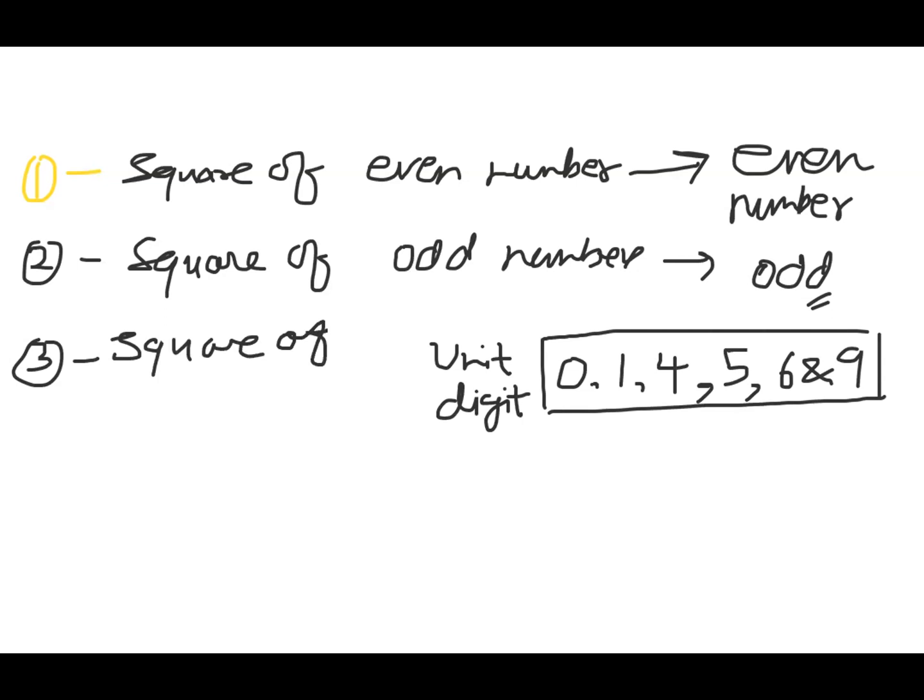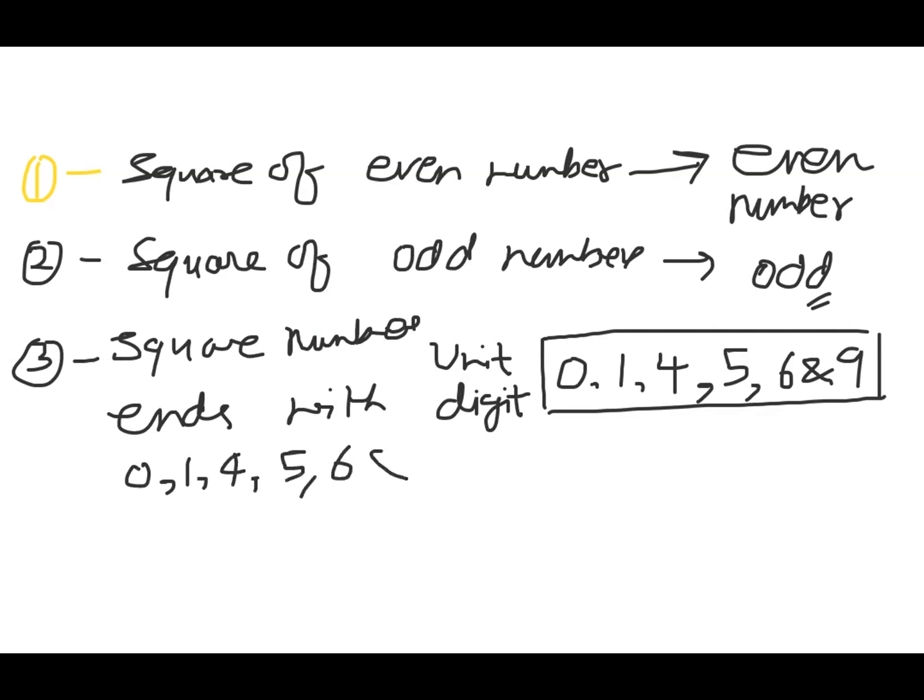Square numbers. Square numbers end with what? 0, 1, 4, 5, 6, and 9. Okay.